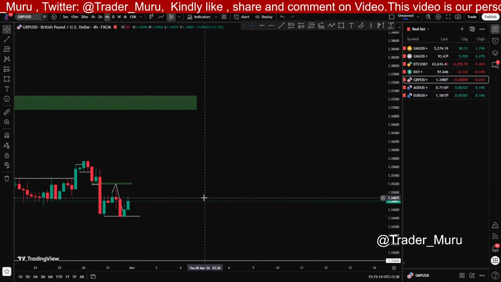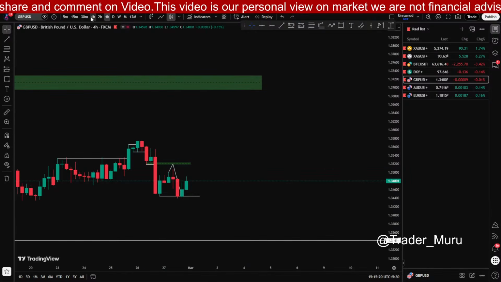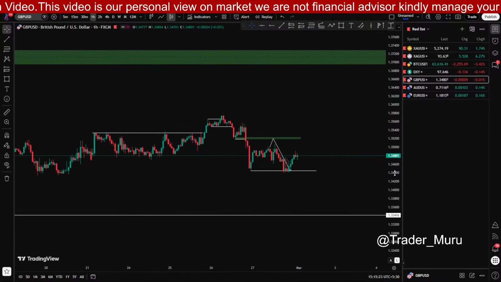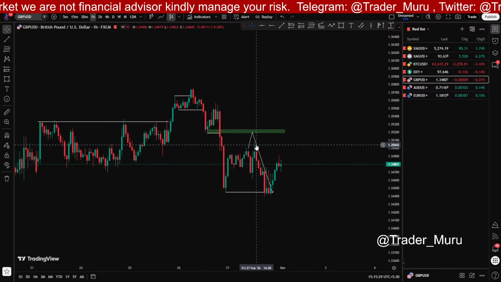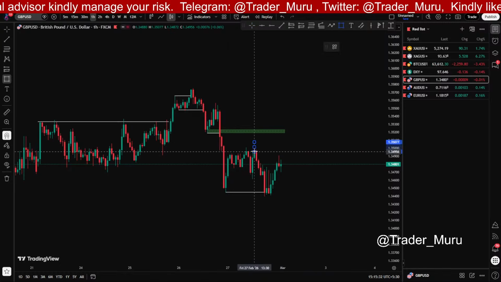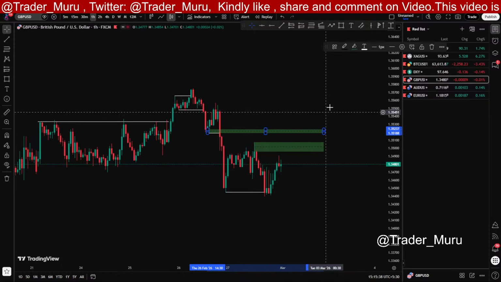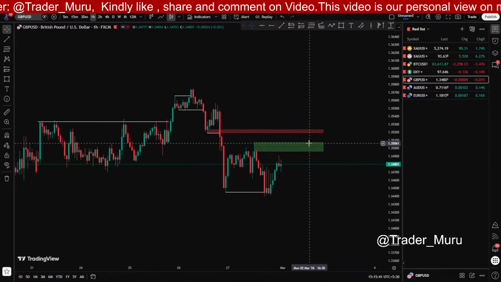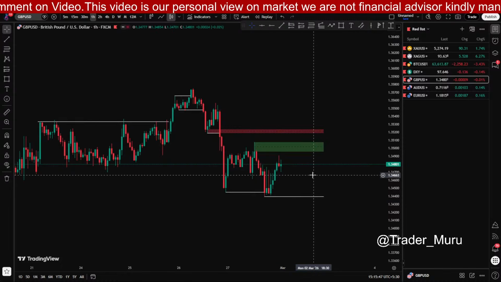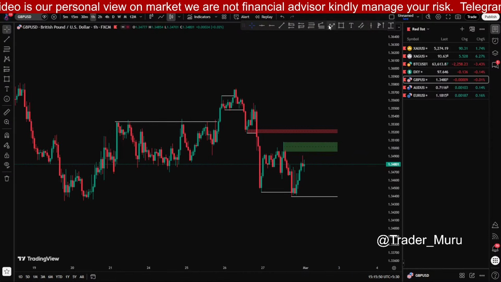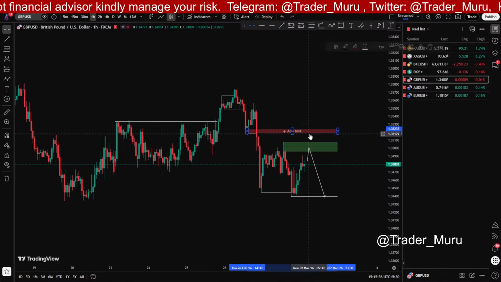GBP, I was expecting it to test this area then drop, but it dropped way before it, and now it has created a new breakout structure. So this area is resistance now, and it is having liquidity above. So max possible wick to this green zone. Let me convert into red. This is the resistance from where you can expect it to drop more, and this will be your target. Possible this way. And if it wants to hunt liquidity, it will test this area.